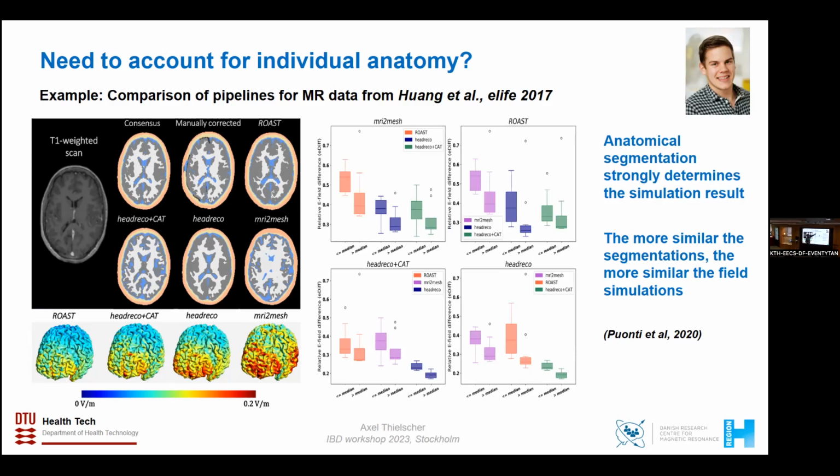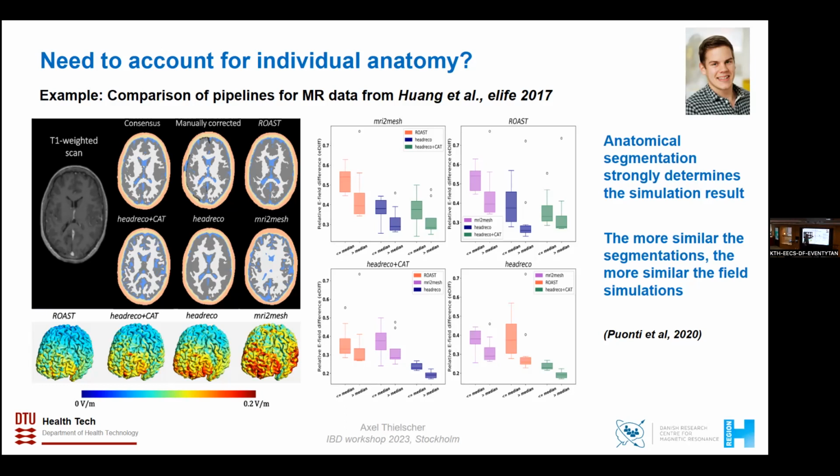for example, let's take this. So these are two methods. The names really don't matter, but we sorted them into all the segmentations, all the heads where the segmentations were more similar to each other. This would be this bar, and less similar to each other. This would be this bar. Very simple. And then we just compared how similar are the electric fields.